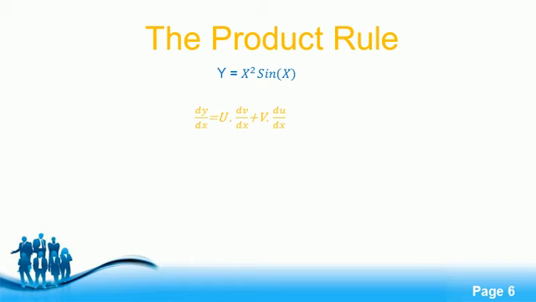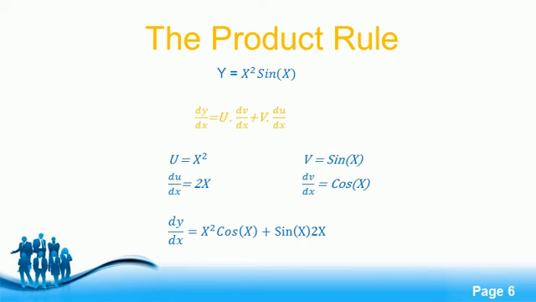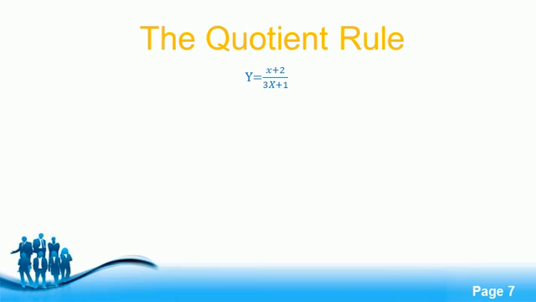So when y equals x squared sine x, u will equal x squared and v will equal sine x. Next we differentiate these to give us du by dx equals 2x and dv by dx equals cos x. Now we will substitute these values into the equation to give us dy by dx equals x squared cos x plus 2x sine x.